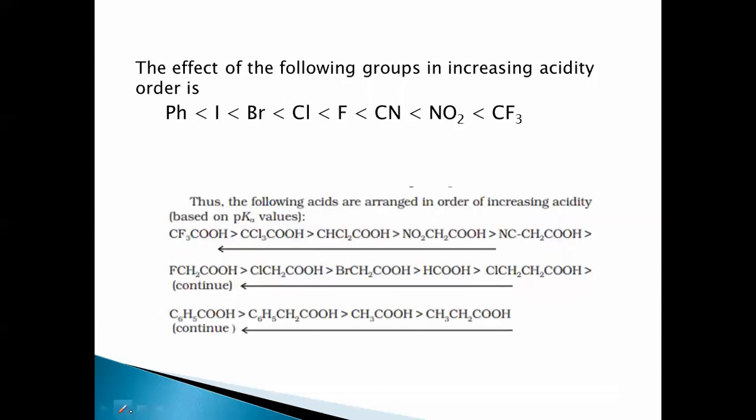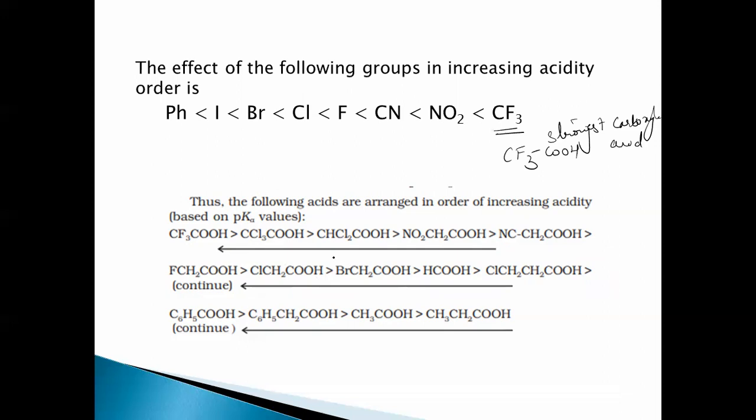Right. Now, these are few of the groups in the increasing order of the acidity, where CF3, trifluoroacetic acid, I just now said, is the strongest of the carboxylic acids. Right. Then comes NO2, CN, F, Cl, Br, I, and finally the phenyl group. And this is the order of the acidity of the carboxylic acids.